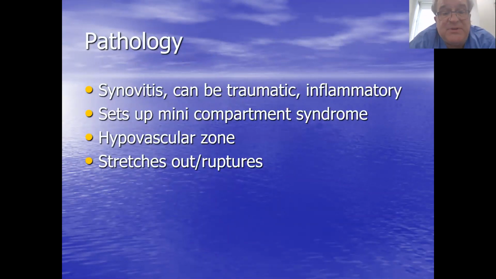What essentially happens is a synovitis is set up, which can be traumatic, but is usually inflammatory. This sets up a mini compartment syndrome in the tight sheath. And like all tendons, there is a hypovascular zone just at the junction of the retro and inferior malleolar portions. And it's this that can stretch out, rupture to lead to the problems.